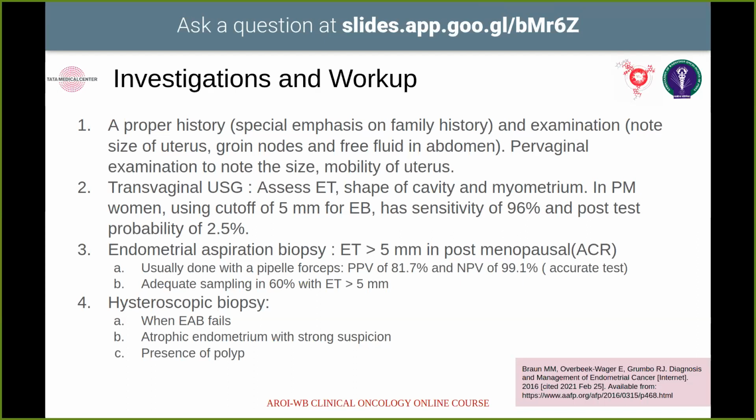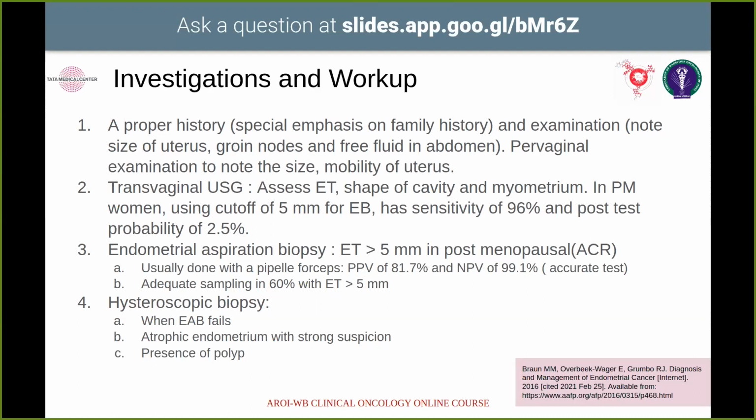Usually, this biopsy will be obtained in the clinic as an endometrial aspiration biopsy and will be done using a Pipelle forceps in most of the situations. Pipelle-based biopsies are considered accurate enough to be used for diagnostic purposes, but they are able to sample an adequate amount of endometrium in only 60% of the patients. In case that is not possible for you, you should go ahead with a hysteroscopic biopsy.